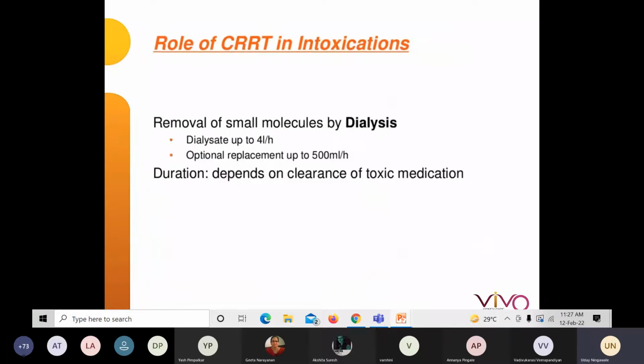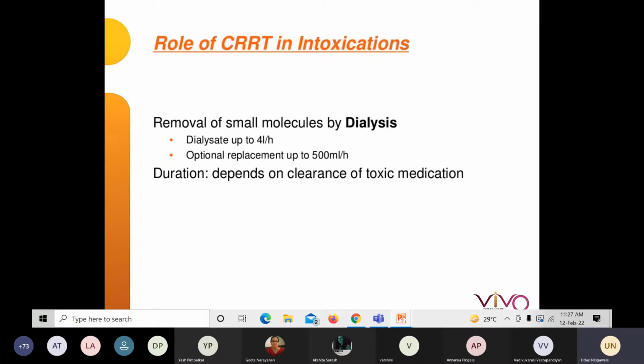The role of the CRRT in intoxications. If any toxic drugs have been introduced in the body, small molecules can be removed by dialysis. So with regular dialysis, small molecule substances can be removed. Dialysate up to 4 liters per hour.